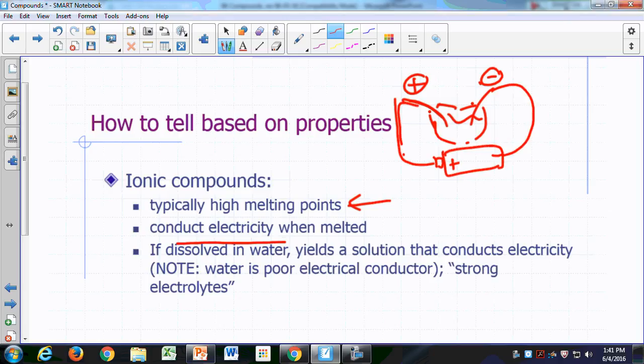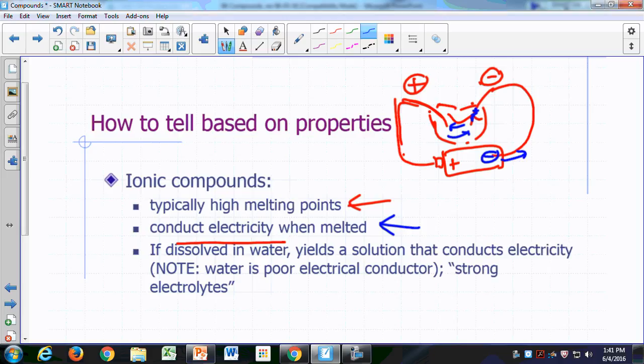In a battery, the electrons would have a tendency to travel out of the negative terminal, and so this part right here of the wire is going to be negative, so the positive ions will be attracted there, and then the negative ions will be attracted to the positive end, what we call the positive terminal. So when melted, it conducts electricity.